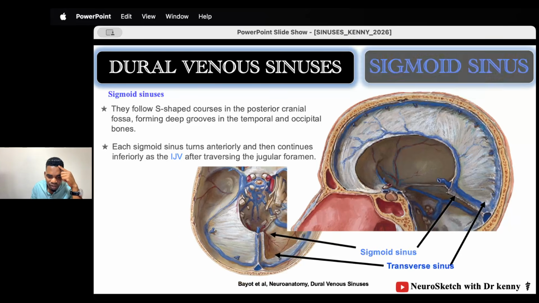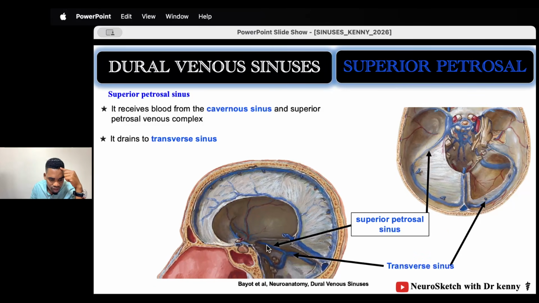Now, we have these two veins here, the superior petrosal sinus and the inferior petrosal sinus. The superior petrosal sinus is called superior petrosal because it runs through the superior petrosal groove, and this one is inferior petrosal because it runs through the inferior petrosal groove. Both the superior petrosal and inferior petrosal sinuses drain blood from the cavernous sinus. This is the superior petrosal sinus. It's draining blood from the cavernous sinus and going to empty this blood into the transverse sinus.